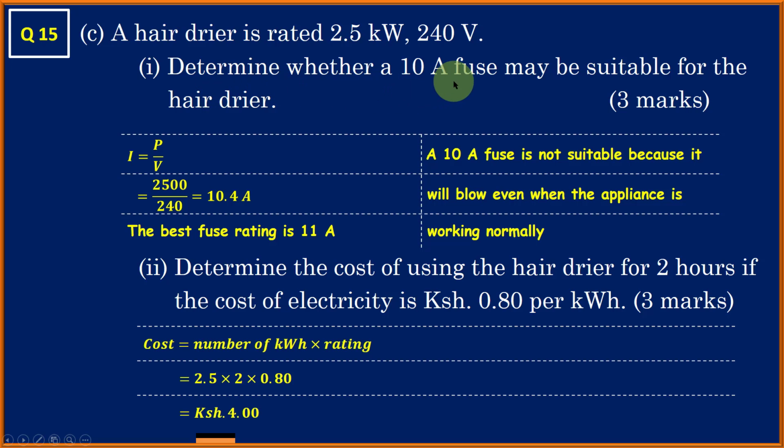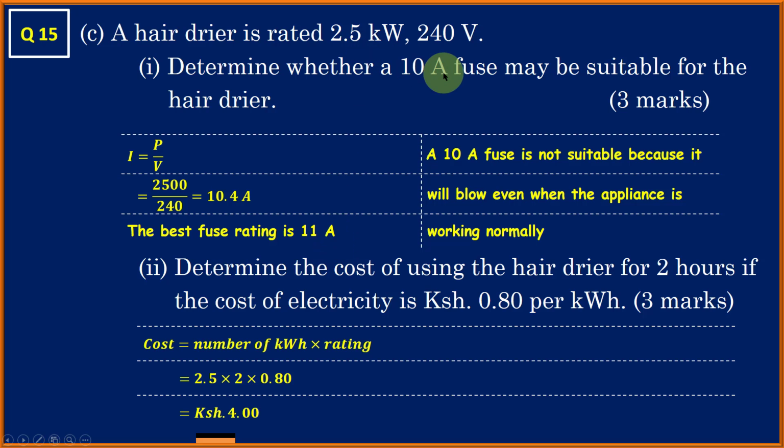Okay, determine whether a 10 ampere fuse may be suitable for the hair dryer. We want to calculate the current which must flow through it when it is working normally, and the equation to use is P equals IV, meaning that I equals P over V, and that is what I've used here, and I get 10.4 amperes. So the best fuse rating is 11 amperes.